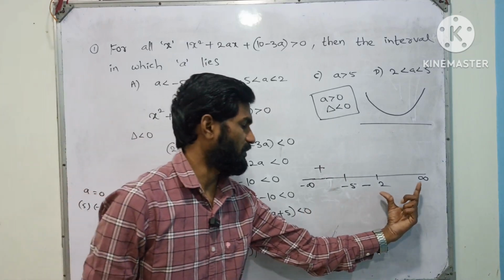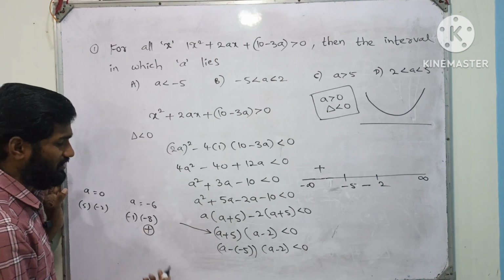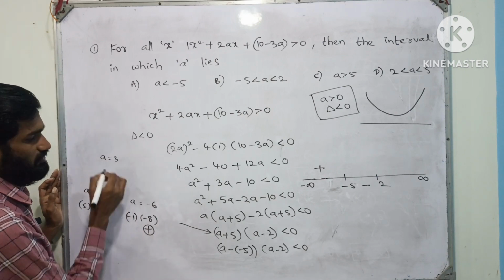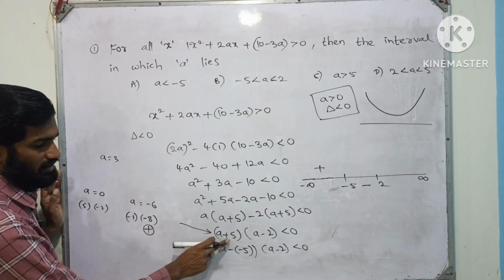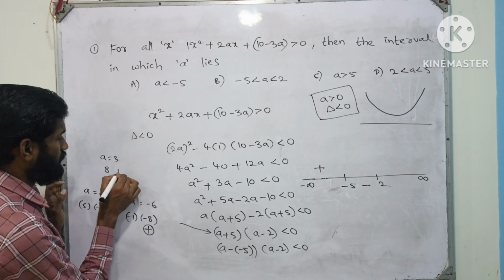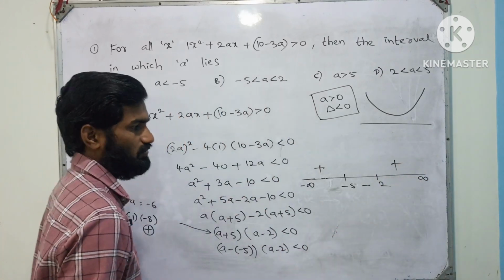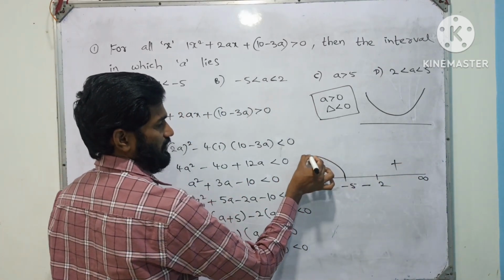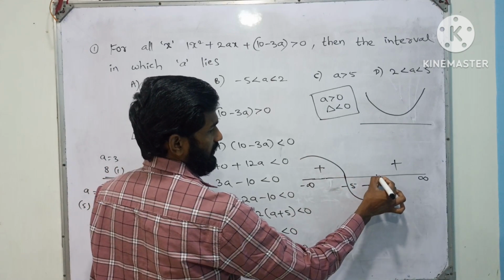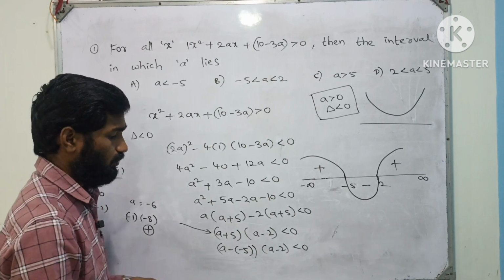Now take any number between 2 and infinity, for example 3. Just substitute a equals 3. What will you get? 3 plus 5 is 8, and 3 minus 2 is 1, so 8 into 1 is 8. We are getting positive, so mark positive here. Now just draw the wavy curve like this, and in between we are getting negative, and outside we are getting positive. Simple.